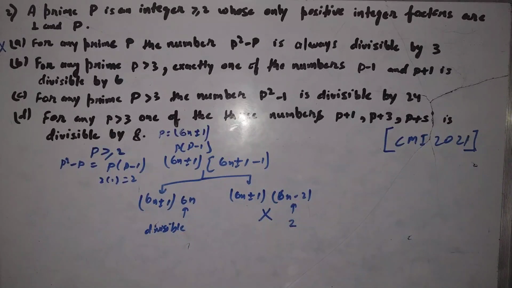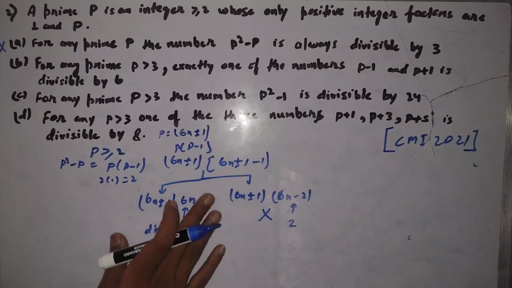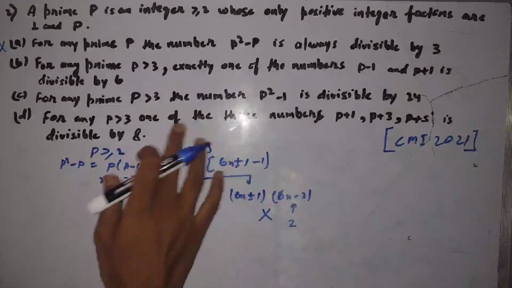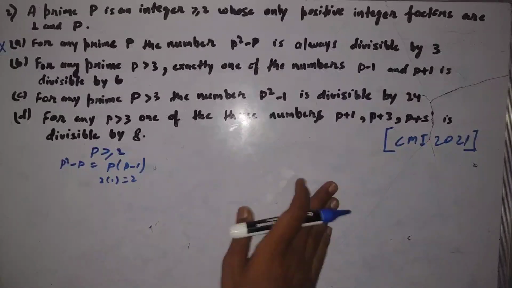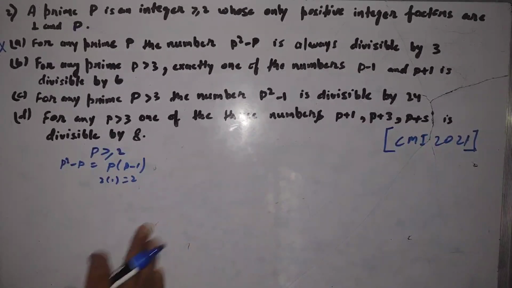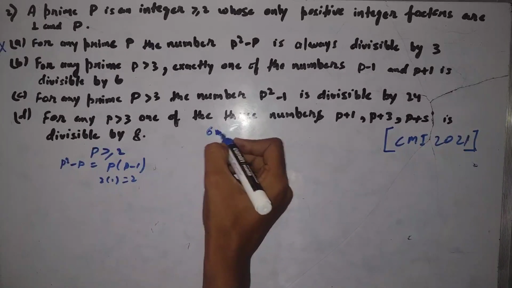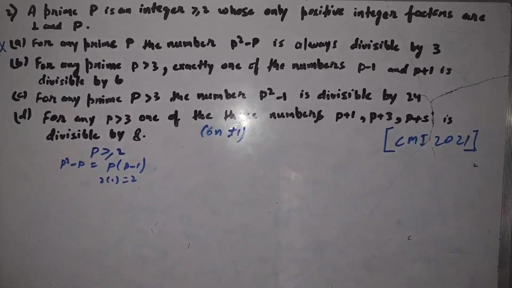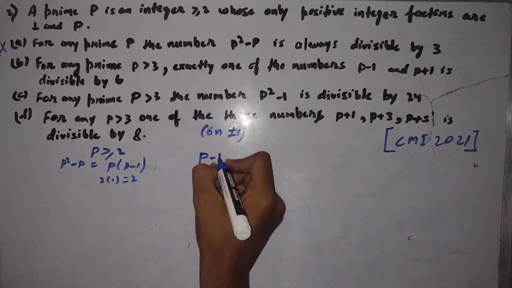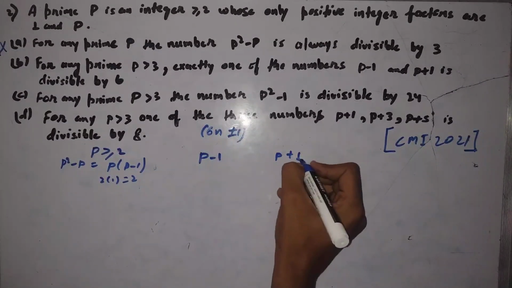Okay, now let's talk about the second statement. I'm going to rub this out for more space, but we must keep in mind that any prime number greater than or equal to 3, greater than 2, can be expressed in this form. This is a very important form, and this will actually help us a lot. But here we are going to just use hit and trial. So for any prime number greater than 3, exactly one of the numbers p minus 1 and p plus 1 is divisible by 6. So this is p minus 1 and this is p plus 1.